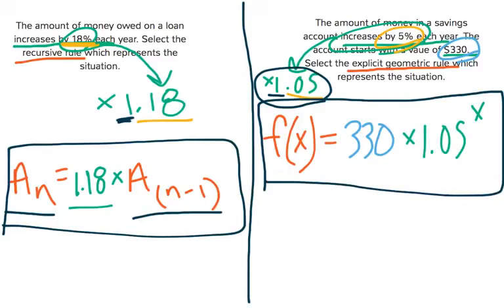So to find the value, say, of the bank account in 30 years, we would need to multiply that 330 by 1.05 30 times. So that's why this is an exponent up here.